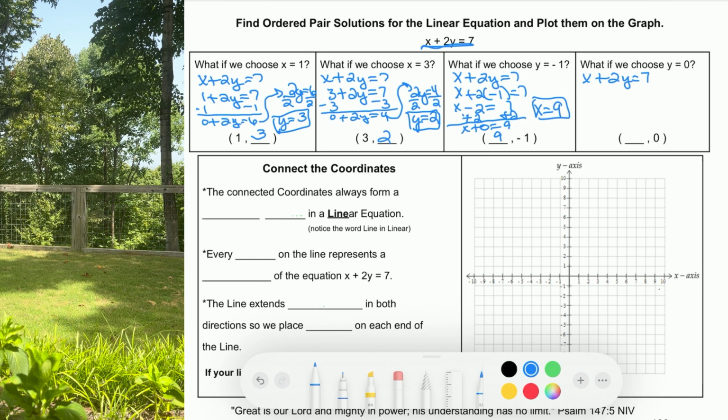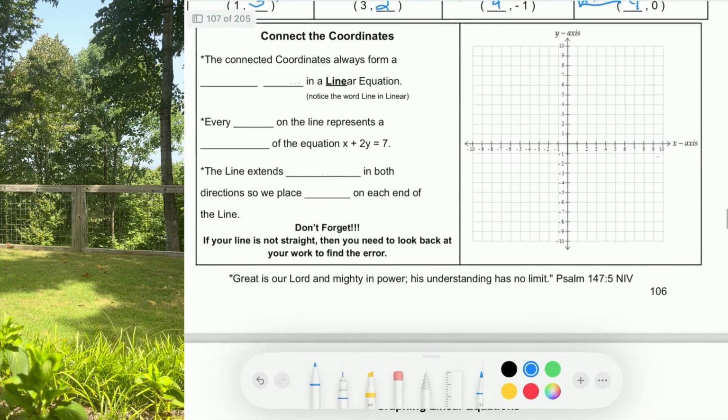All right, so our last one says, what if we choose y equals 0? So x plus 2 times 0 equals 7. So x plus 0 equals 7. So x equals 7. So we now have 4 coordinates that we can use for this next part.